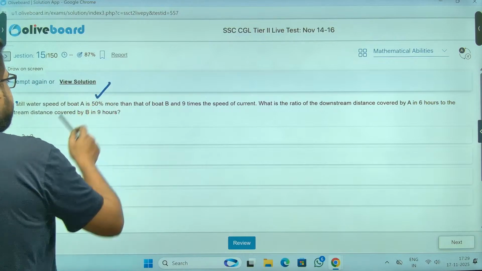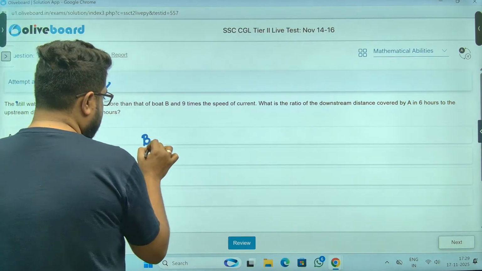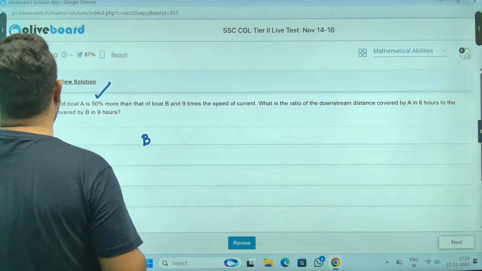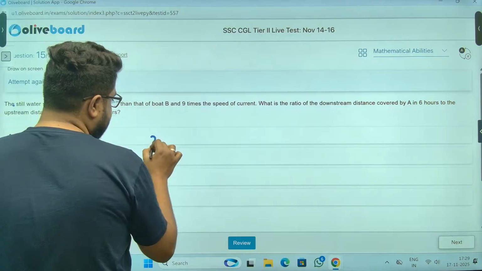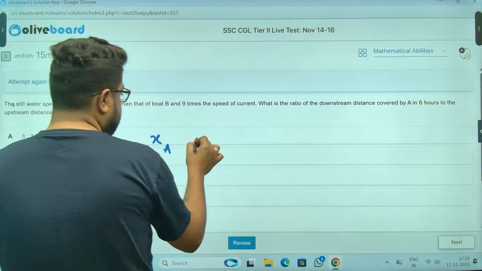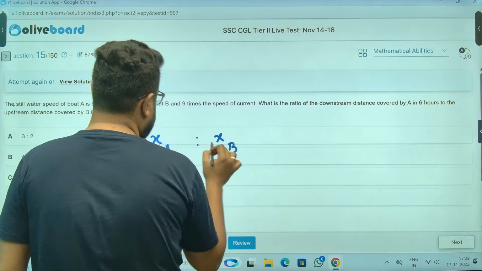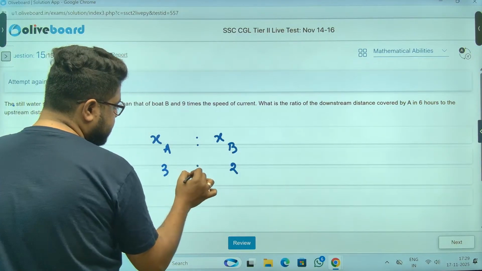In still water, the speed of boat A is 50% more than the speed of boat B. Sir, let us do it like this. Speed means x of A. We generally write x to mean speed of the boat. Ratio x of B. This is 50% more, meaning, sir, if this is 2, then this is 3, sir.